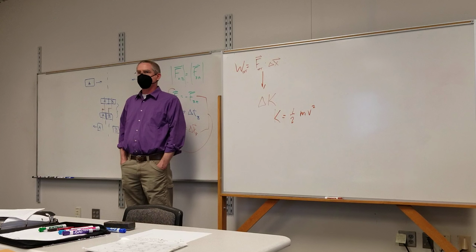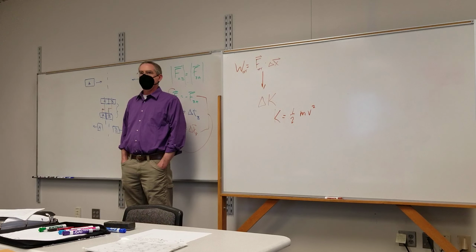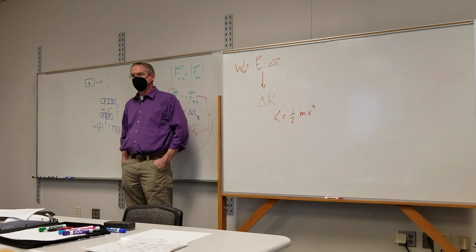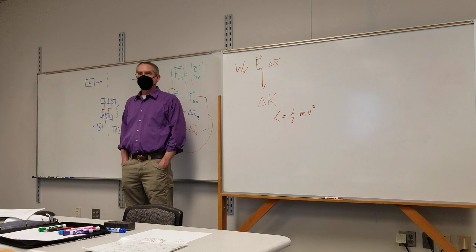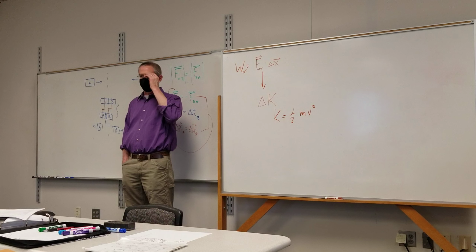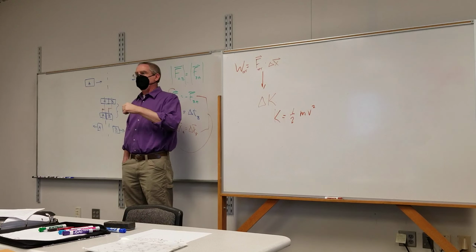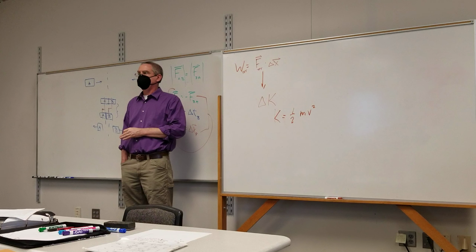Which way would the force need to be applied to the object to get it to go faster? You basically are pushing it in the direction it's going. If we wanted to slow it down, in other words, do negative work, which way would the force need to be applied? Push against it, so opposite. And if we don't want to change the speed at all, which way would the force need to be applied?